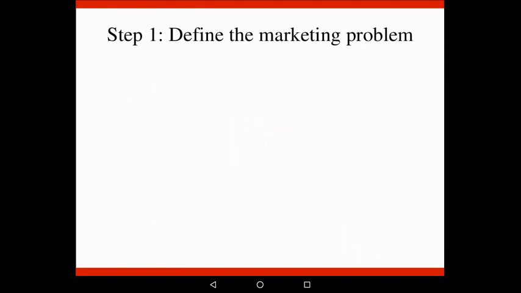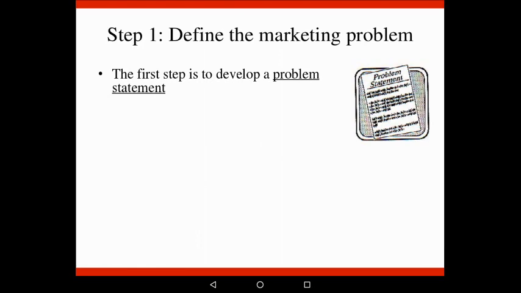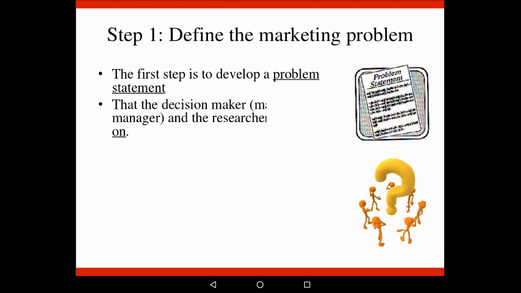Step 1, defining the marketing problem. Okay, so the first step is to develop a problem statement that the decision maker or the marketing manager and the researcher both agree on. So a marketing manager or a marketer will have a problem that they want to solve. They will then phone a marketing researcher and say, hey, please come in. We want to solve this problem and we need some marketing research help. The marketing researcher will then go in to the company and chat to the marketing manager, and then they will come and agree on the problem statement.